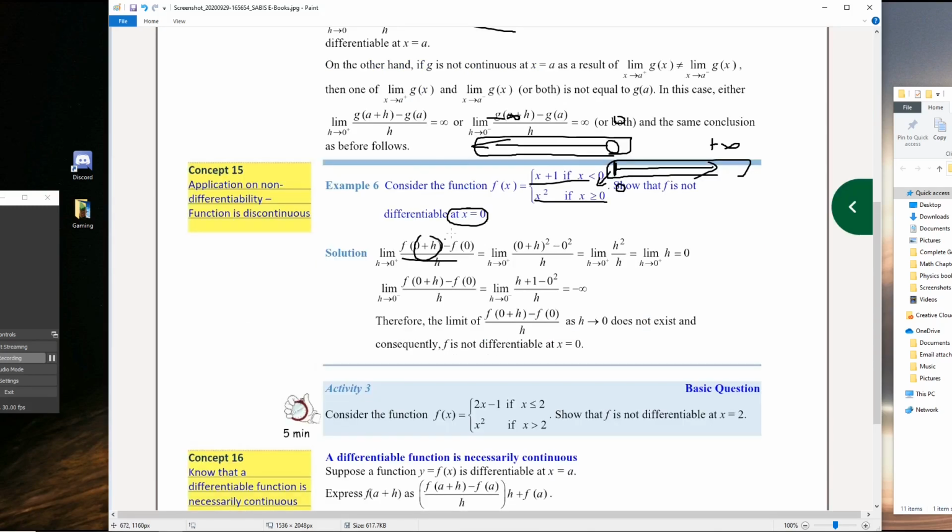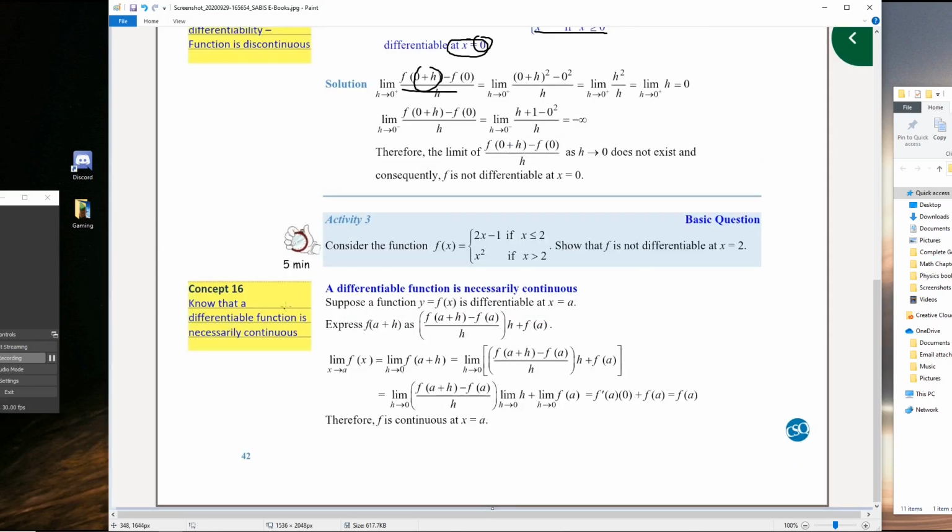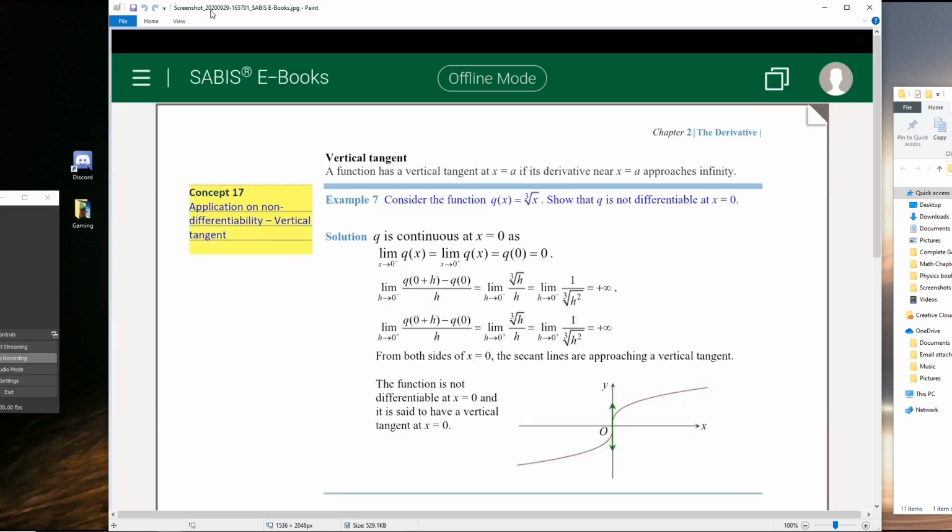You check where the zeros come from, come from here, and just place them, and you can do this yourself. A differentiable function is necessarily continuous. Oh, this is the one I just talked about. Anyways, so we're pretty much done with this page.